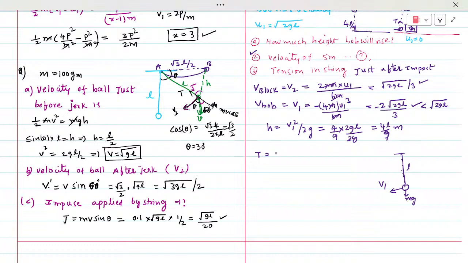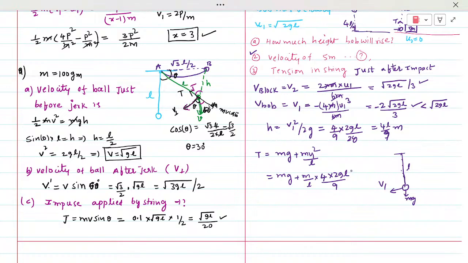Therefore tension is equal to mg plus mV1 square by L. So that is equal to mg plus m by L into V1 square. V1 I got as 2 into root 2GL by 3. Therefore V1 square is equal to 4 into 2GL by 9.